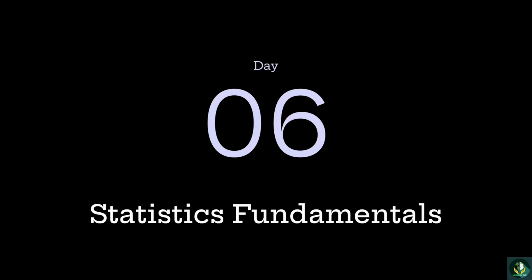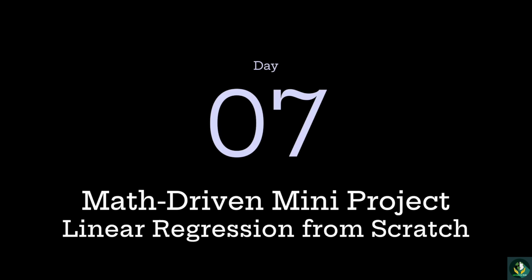So just to summarize, today we learned statistical fundamentals focusing on central tendency, dispersion, hypothesis testing, and confidence intervals. By performing calculations and hypothesis testing, we gained hands-on experience with data analysis and decision-making techniques. And these are very important for Day 7, the math-driven mini project, linear regression from scratch, which is what we're going to do next. There are three different things that we need to learn before even starting this.